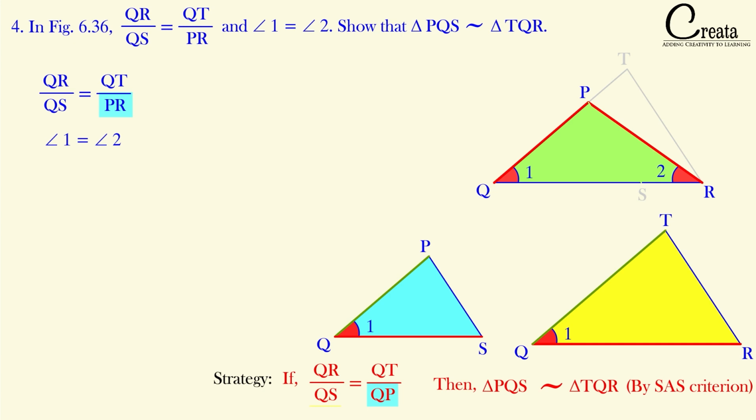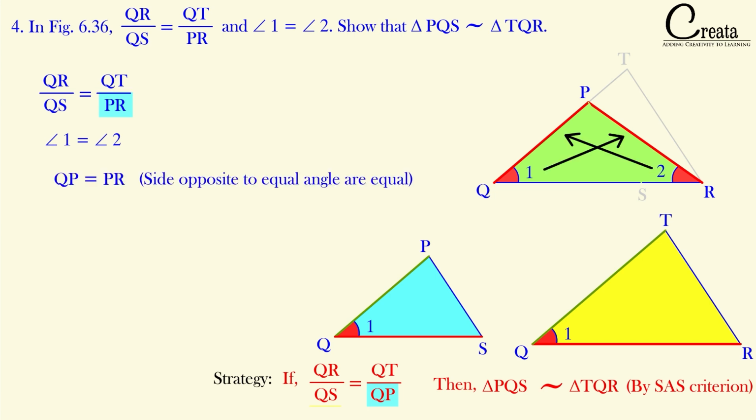We know the property of the triangle: the side opposite to equal angles are equal to each other. So angle 1 and angle 2 are equal. The side opposite to these two angles will be equal to each other. So we can say QP and PR will be equal to each other. So we got QP and PR, both of these terms as equal to each other.